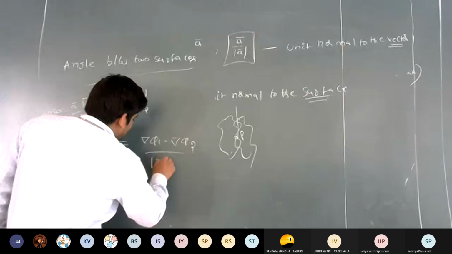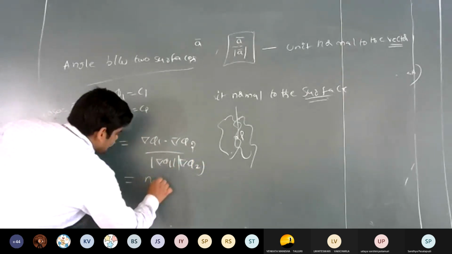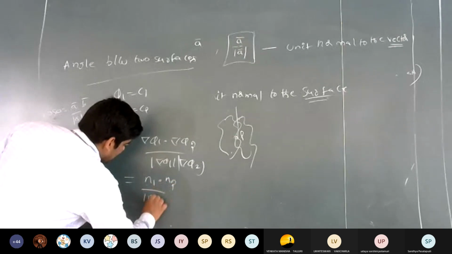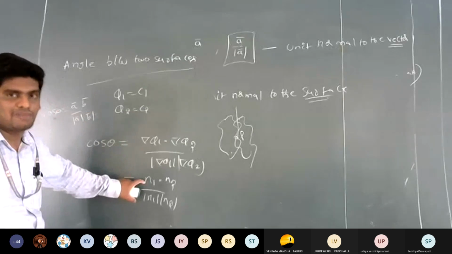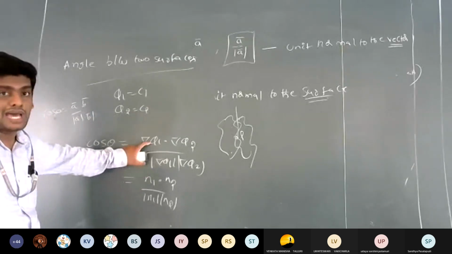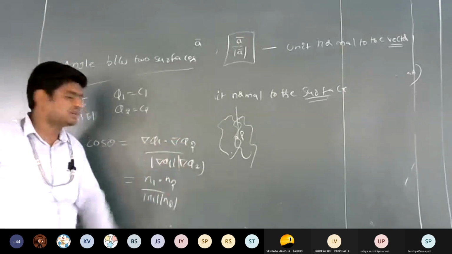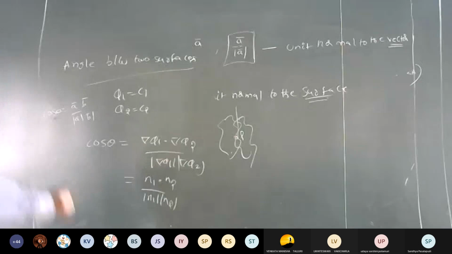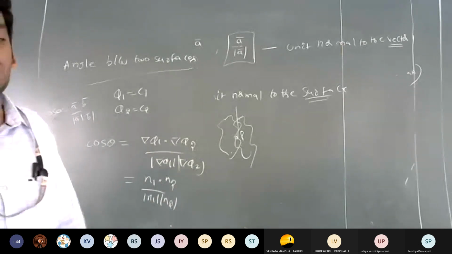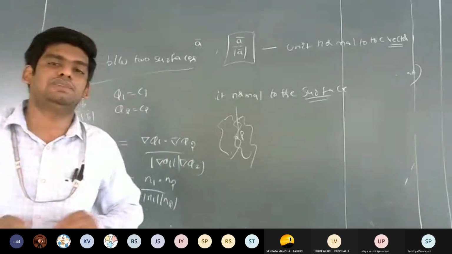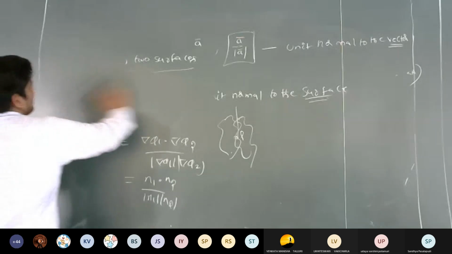by mod del phi1 into mod del phi2. In a similar manner, we can also write it as n1 dot n2 by mod n1 into mod n2. Why? Because del phi1 is nothing but the normal vector. This is n1, the normal to the first surface phi1, and this is n2, the normal to the surface phi2. So this is the formula for calculating the angle between any two surfaces which intersect at the point P.